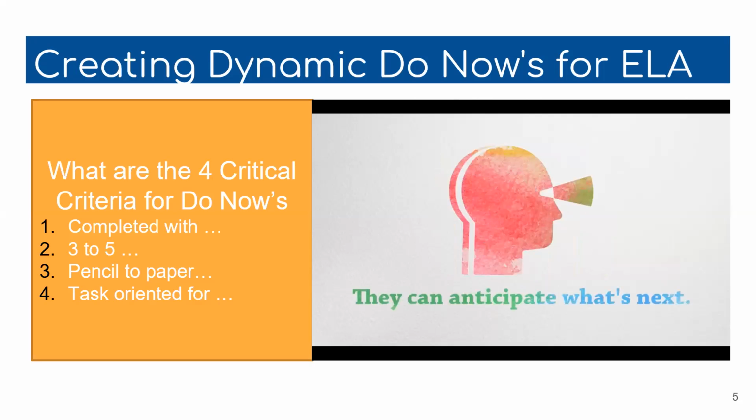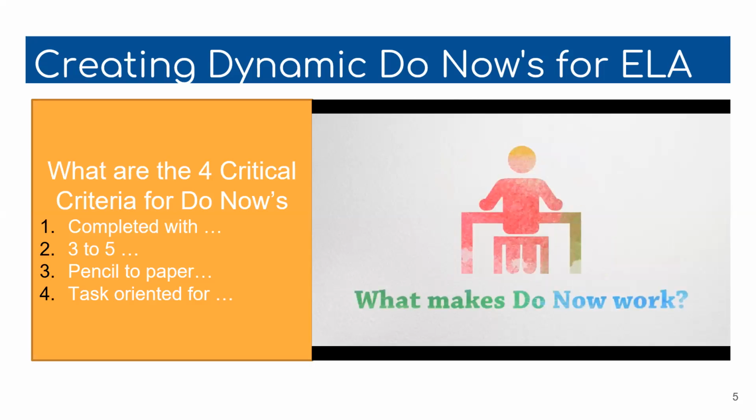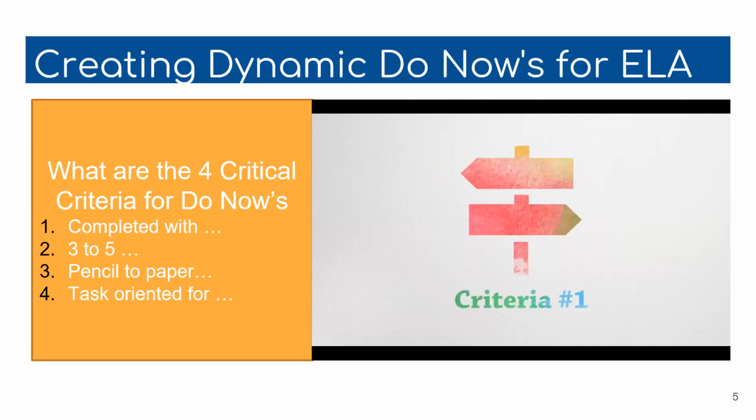Do Now ensures that they have done the anticipatory set and are thinking about what's coming next. An effective Do Now, which can bring incredible learning power to a room, should conform to 4 critical criteria to ensure that it remains focused, efficient, and effective. The first criteria of an effective Do Now is that it should be able to be completed without any direction from the teacher and without any discussion with their classmates.